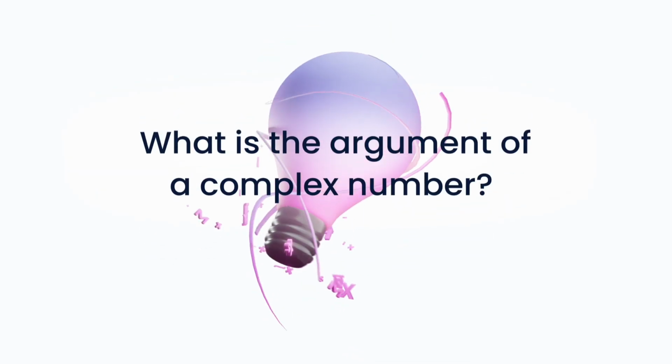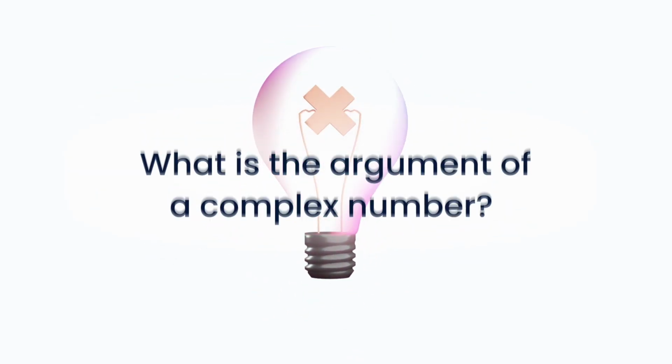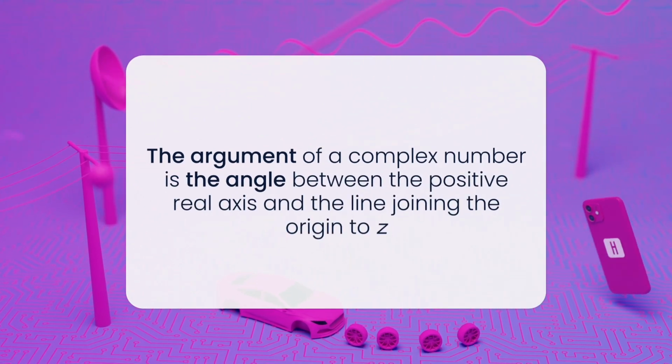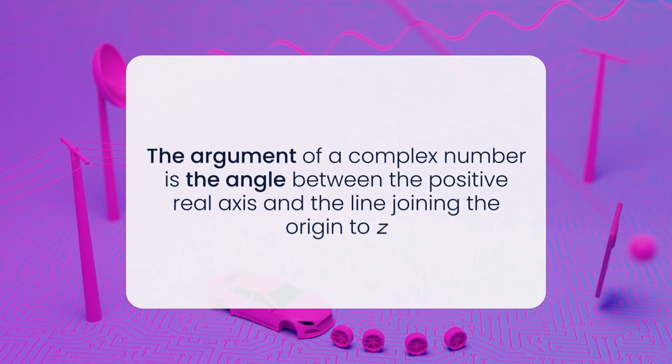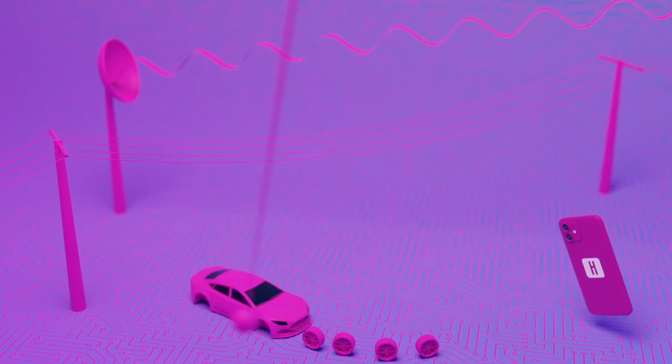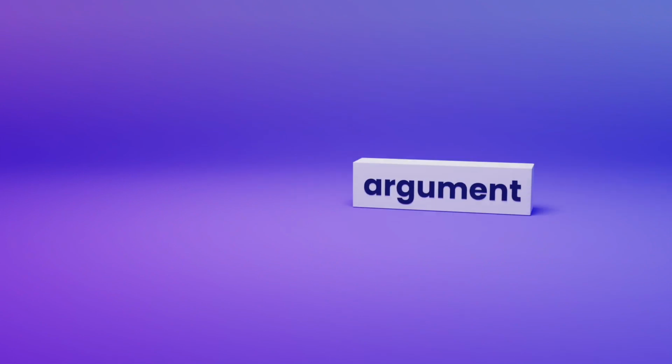What is the argument of a complex number? The argument of a complex number is the angle between the positive real axis and the line joining the origin to z. In some textbooks, the argument may be referred to as the phase of z. Just know that it means the same thing.